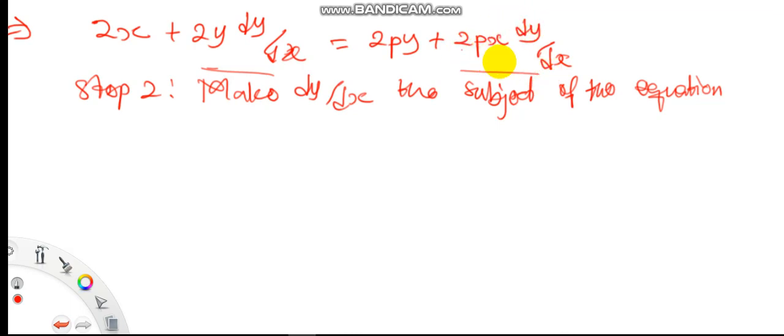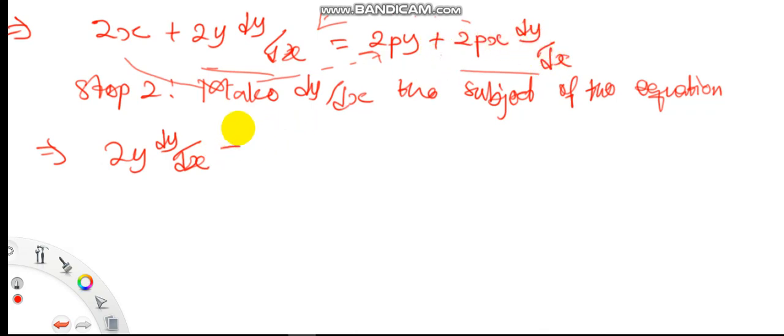So let us transpose this to the other side and bring 2x to the other side of the equation. So this implies 2y dy/dx, and then when plus 2px dy/dx comes over, the sign changes to negative 2px dy/dx, because what we are literally doing is subtracting 2px dy/dx from both sides. This cancels out, but we'll have the negative one also on the other side.